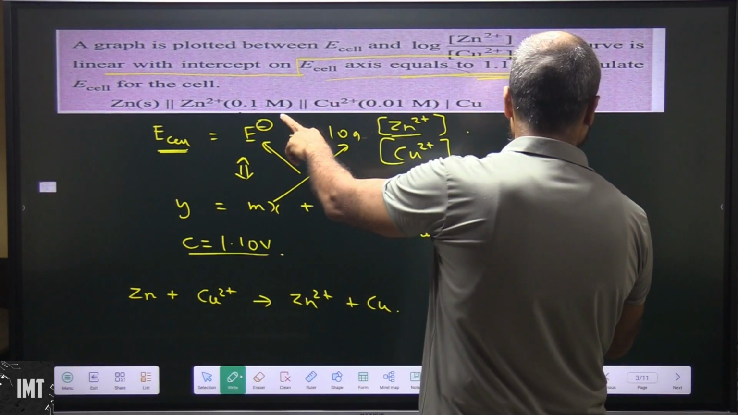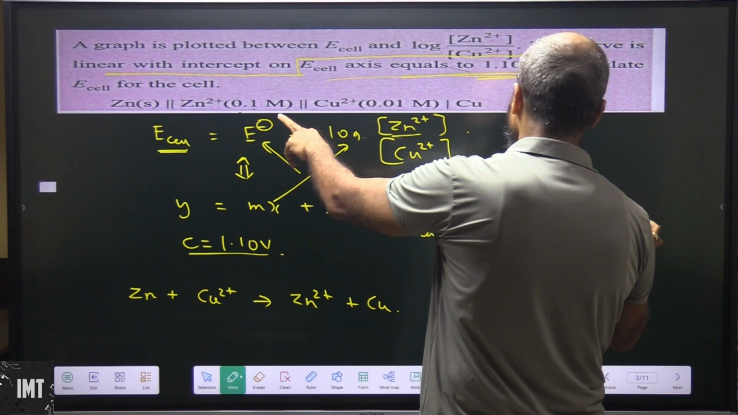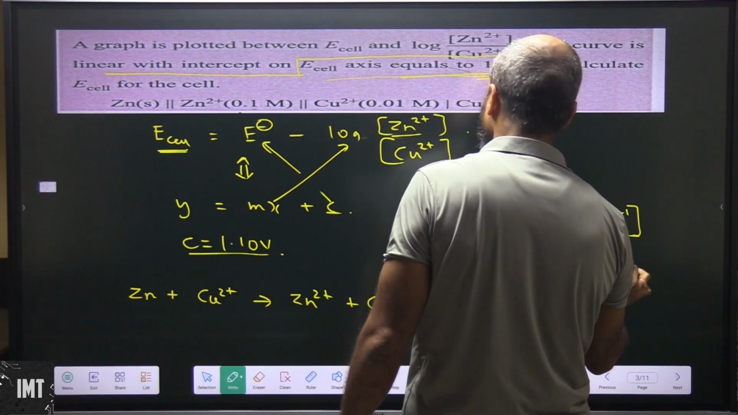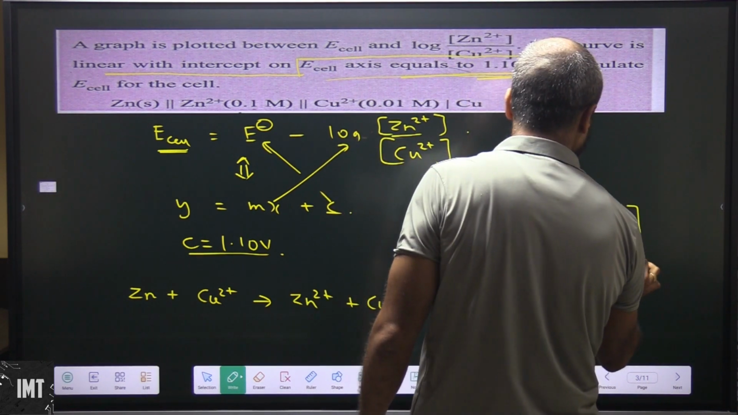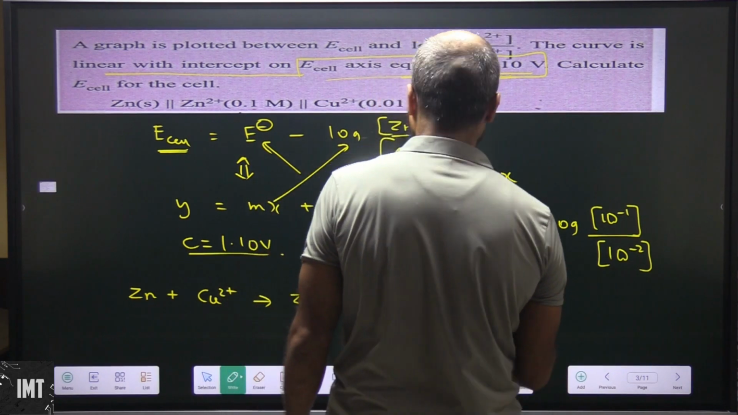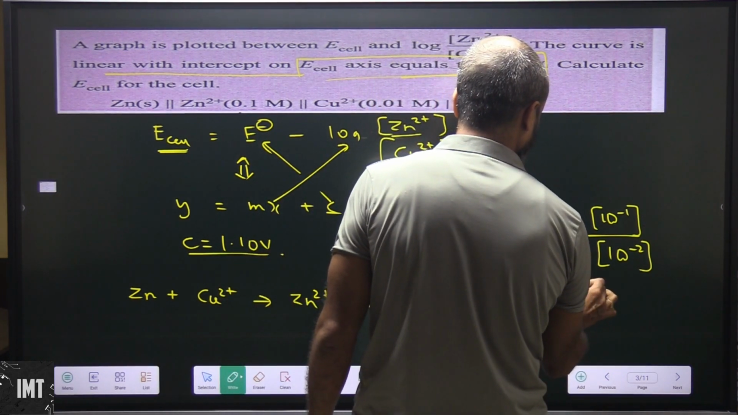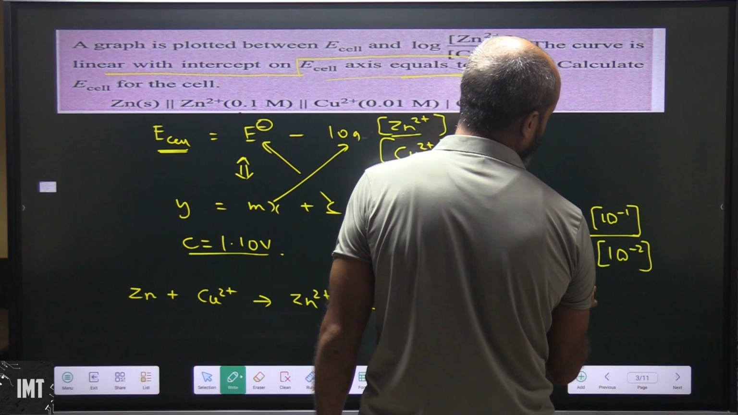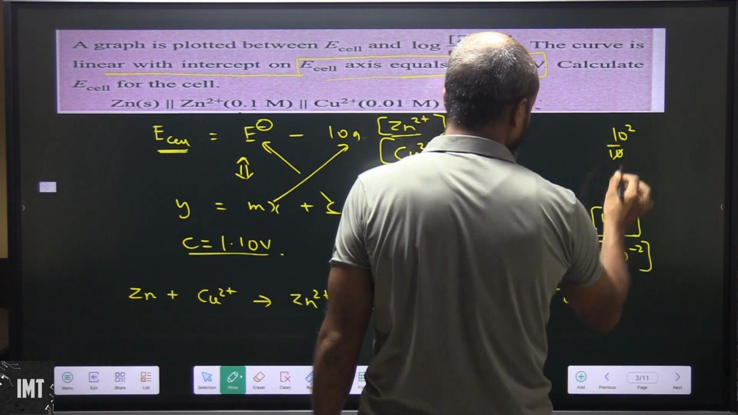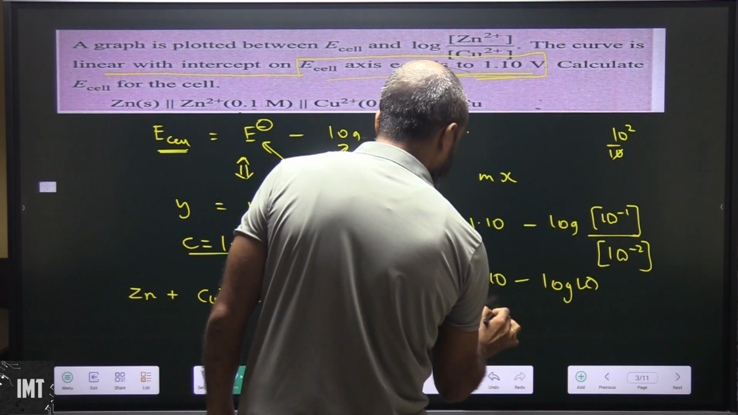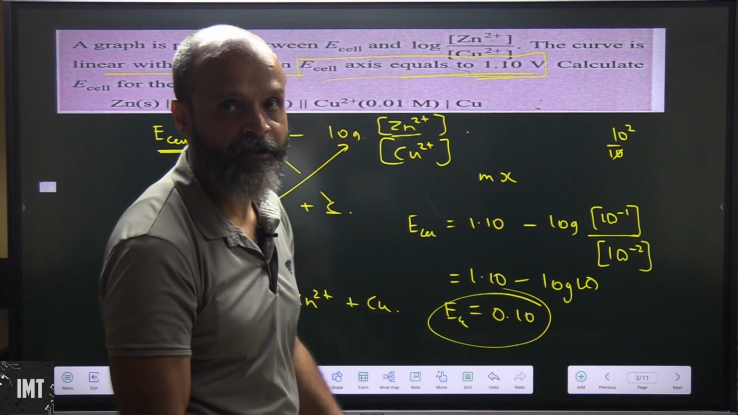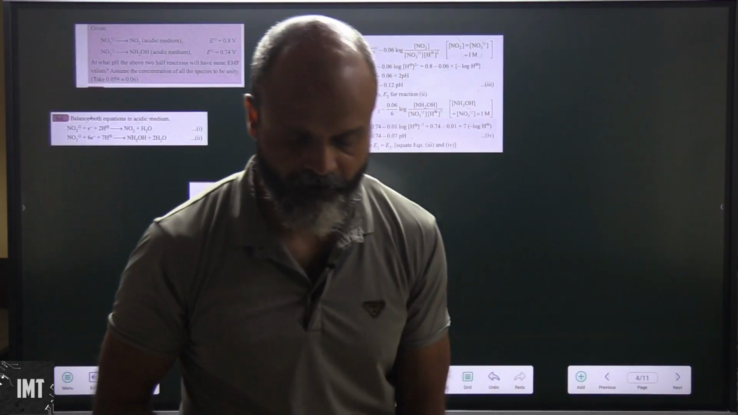Zn2+ is 10 raised to minus 1, upon Cu2+, which is 10 raised to minus 2. So we will have 1.10 minus log of 10 raised to minus 1 upon 10 raised to minus 2, which is 1 upon 10, that is 10 raised to 2... so log of 10. So this will be 0.10. EMF of the cell will be 0.10. Okay, let's move on to the next problem here.